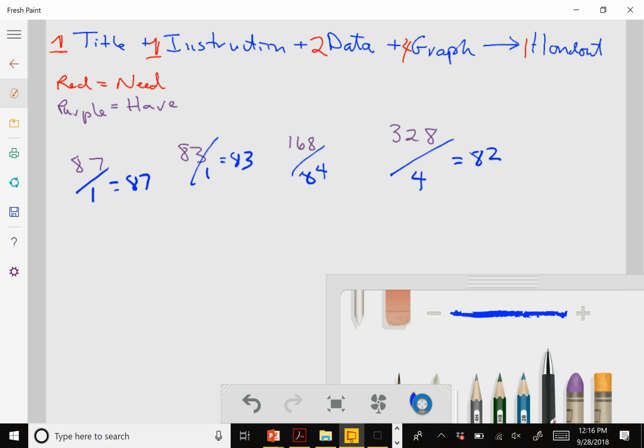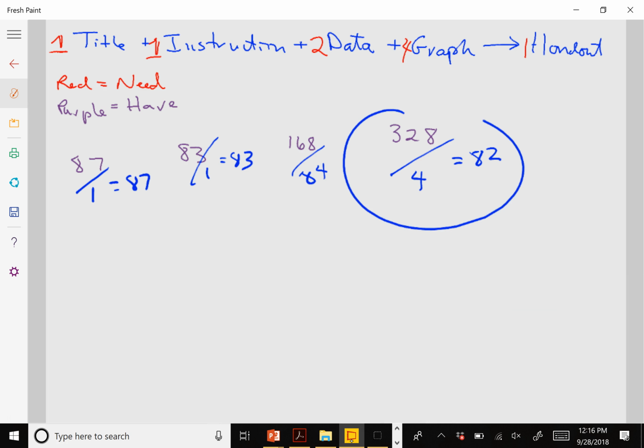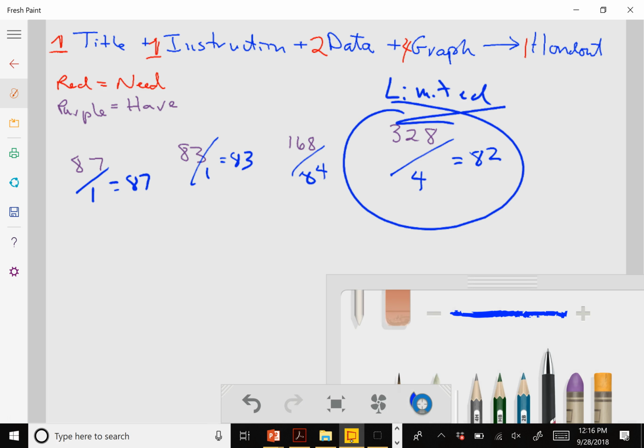So which one's in limited supply? Graph paper, exactly. Does that make sense? The one that's in limited supply is going to drive how many handouts you can make, and then also how many title pages, instruction pages, and data pages you're going to use. So limited supply is really important.